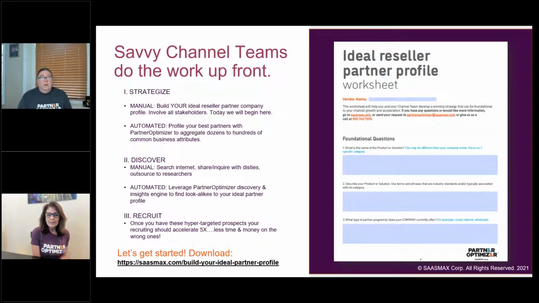The way savvy channel teams are doing that strategic work up front is that there's manual and there's automated ways. We, of course, help with both, but the manual way is definitely sufficient if you're just getting started, if you're trying to get your arms around your partner program in the first place, and if you need your stakeholders to all participate together in the buy-in of what your ideal partner program is.